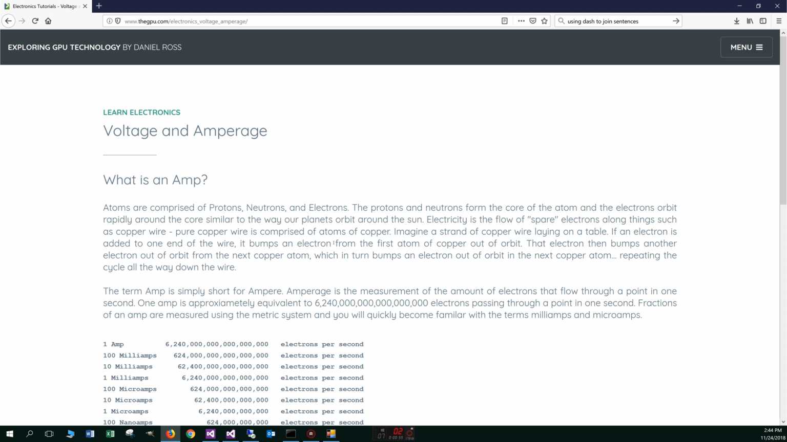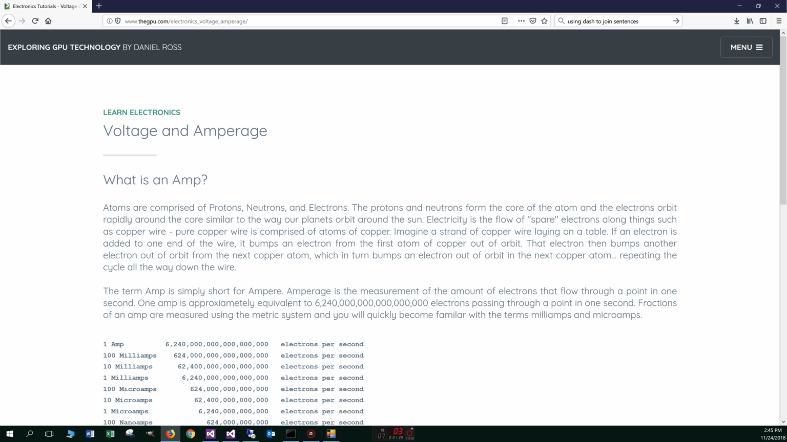Imagine a strand of copper wire laying on a table. If an electron is added to one end of the wire, it bumps an electron from the first atom of the copper out of orbit. That electron then bumps another electron out of orbit from the next copper atom, which in turn bumps an electron out of orbit in the next copper atom, and so on, repeating the cycle all the way down the wire. Now the term amp is simply short for ampere. Amperage is the measurement of the amount of electrons that flow through a point in 1 second.